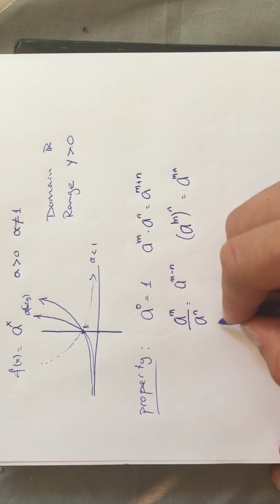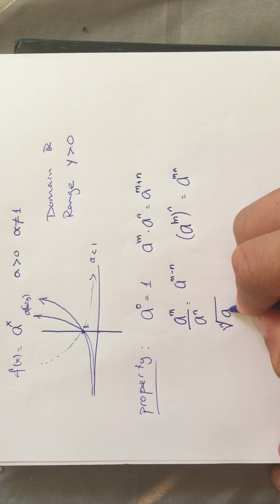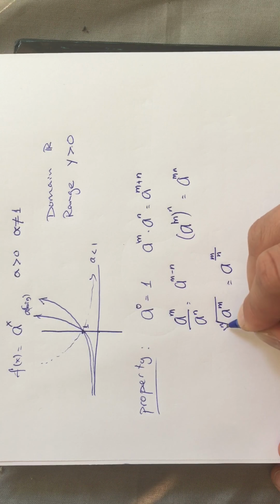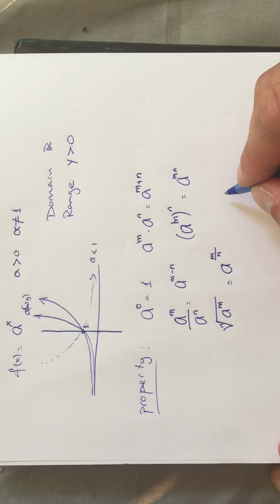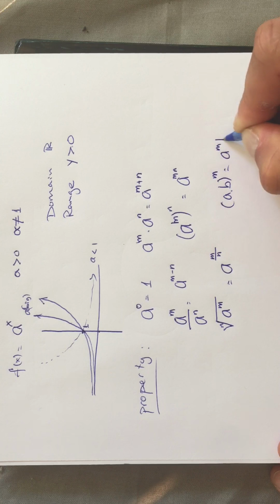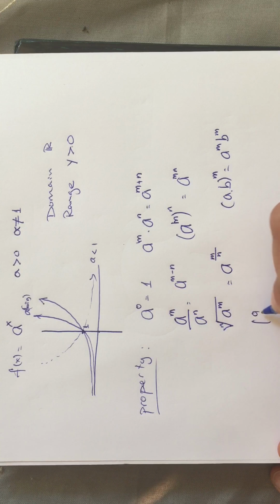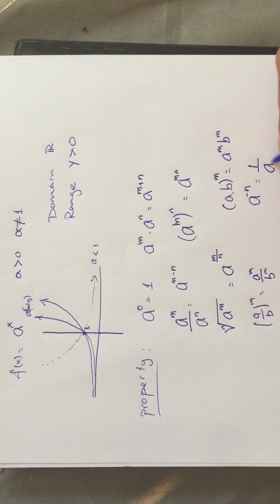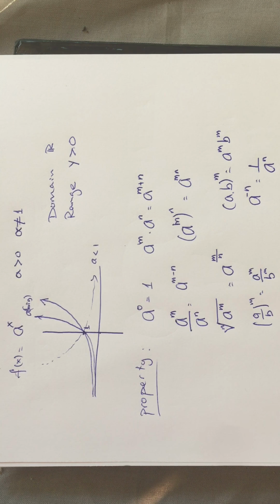Also, if you have the n-th root of a to the m, this is a to the m divided by n. This comes from the root. And if you have a times b to the m, this is a to the m times b to the m. And if you have a over b to the m, you power each one separately. And one last thing, if you have a to a negative power, you can move it back and forth between top and bottom by just changing the sign of the power. So this is all the properties and laws of exponents.